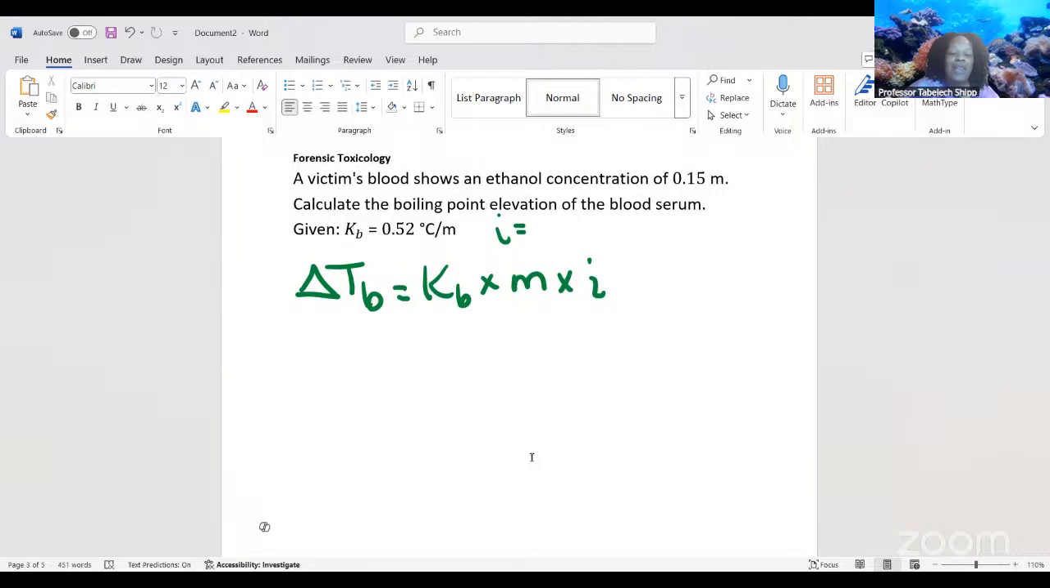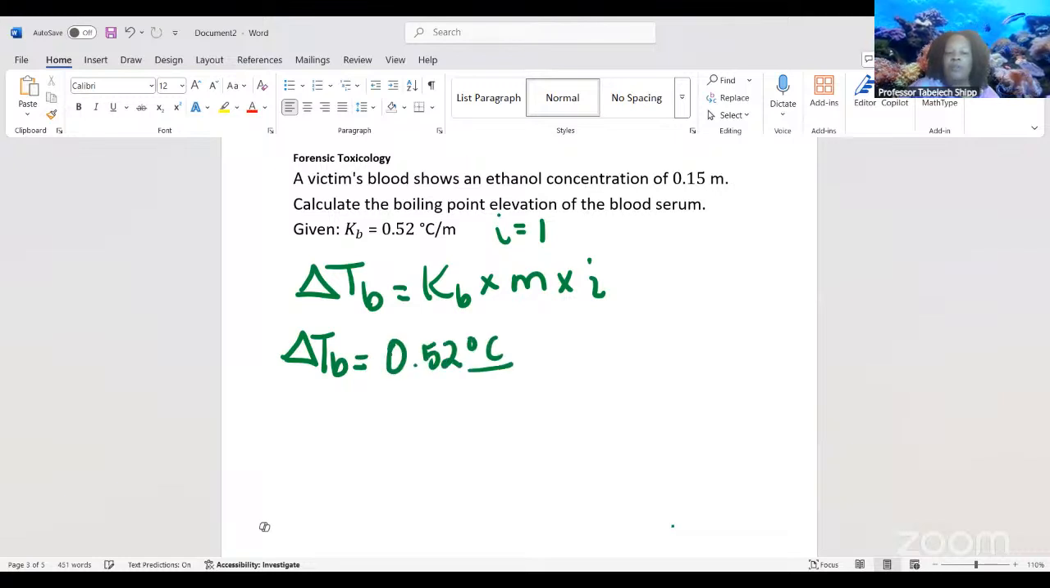to you. Now, in this example here also, what you want to know is that because you're working with, again, another nonpolar solution, your Van Hoff constant is going to be equal to 1, okay? So in this case right here, your I for Van Hoff constant is equal to 1. So now all we have to do is plug this in. The KB was 0.52 degrees Celsius per molality times 0.15 molality times 1.